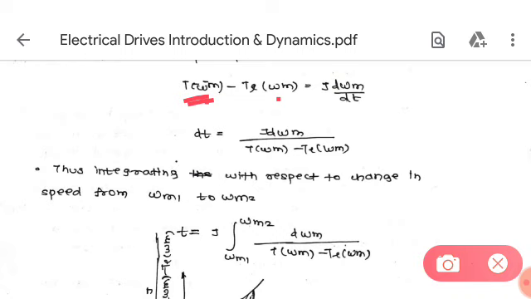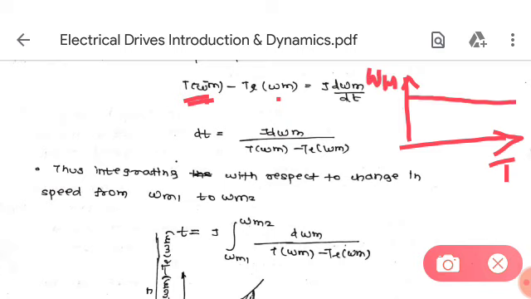For example, consider a shunt motor characteristic, with torque on the x-axis and speed on the y-axis. It is a dropping characteristic like this. If I write the equation of this characteristic, it will obviously be the equation of a straight line passing through this point, which is the no load point. So the equation will be T of omega m.